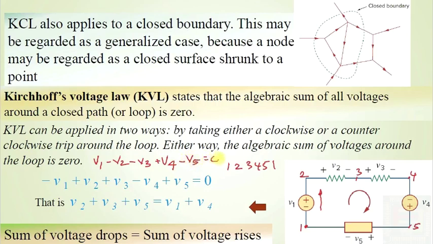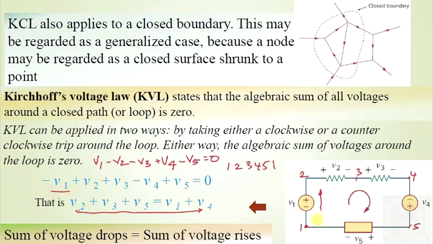That will be equal to 0 according to Kirchhoff's voltage law. So we have obtained the equation V1 minus V2 minus V3 plus V4 minus V5 equal to 0. Now if you rearrange this, you get V1 plus V4 equal to V2 plus V3 plus V5. This is the equation you are getting from this. The same equation can be obtained if you assign a rising potential as negative and a drop in potential as positive.